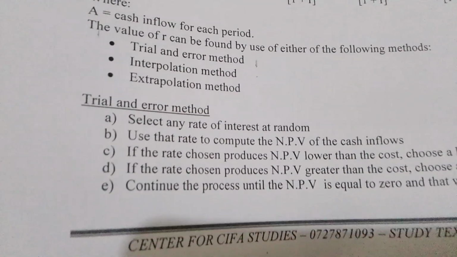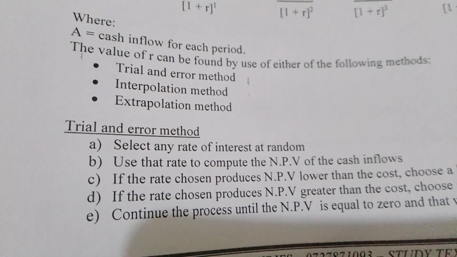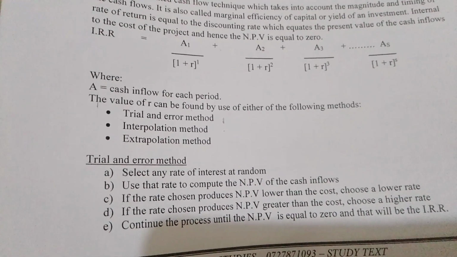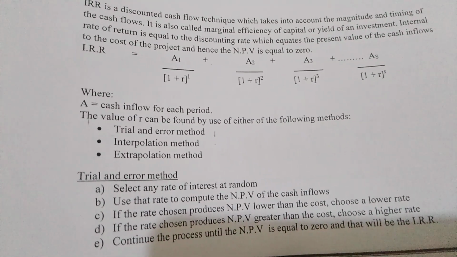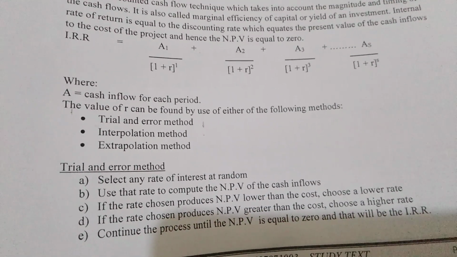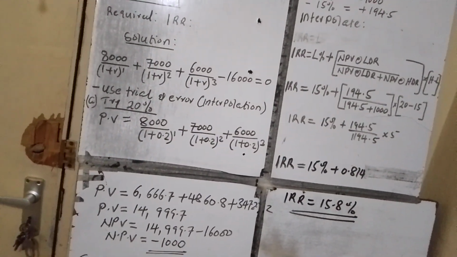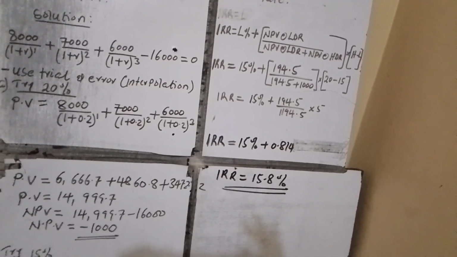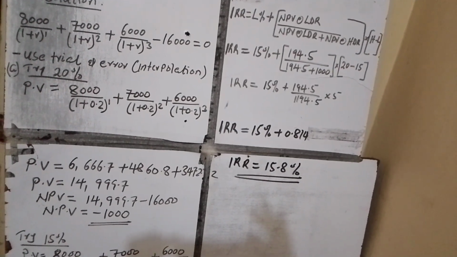Trial and error. Step 1, you select any rate of interest at random. Use that rate to compute the NPV of the cash inflows. If the rate chosen produces an NPV lower than the cost, you choose a lower rate. And if the rate chosen produces an NPV greater than the cost, you choose a higher rate. So what's the implication here? My present value, I get 14,999.7.